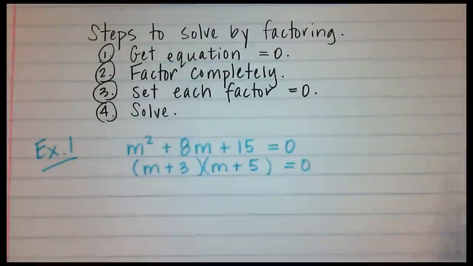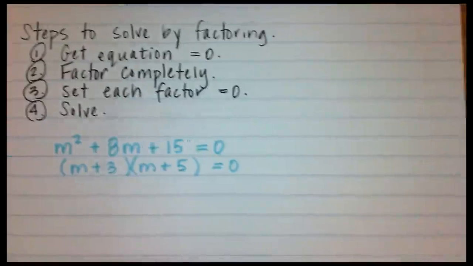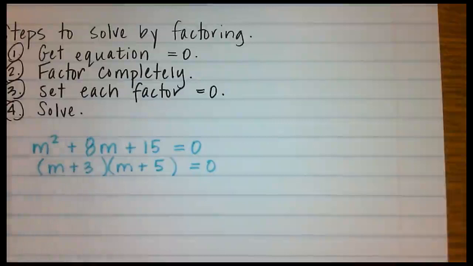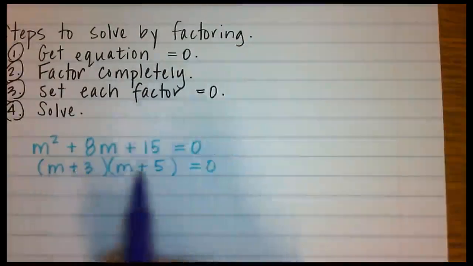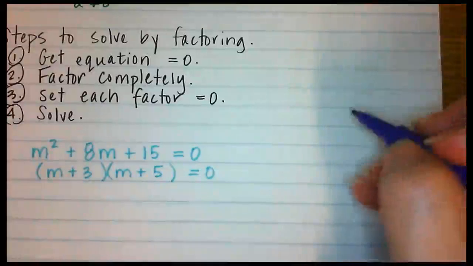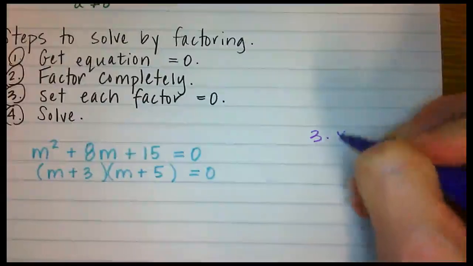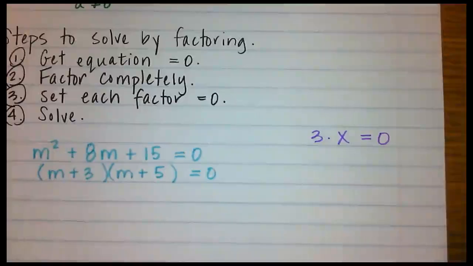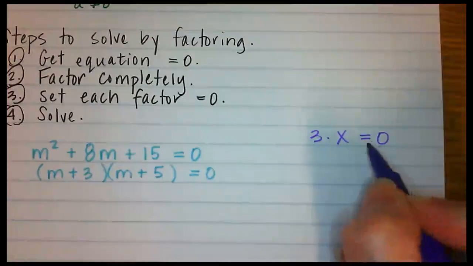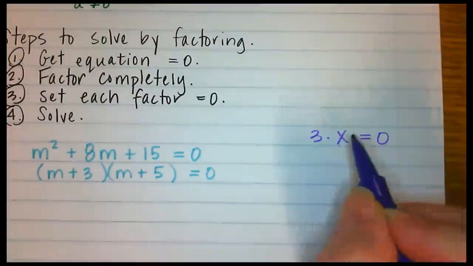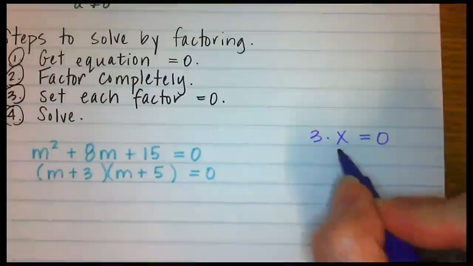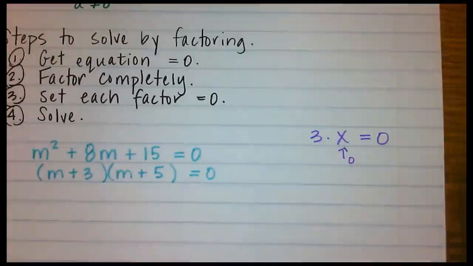So that's step number 2, factor completely. Now what we're going to do is set each factor equal to 0. I'm just going to go to the side a little to explain this. This is saying that two things multiplied together equal 0. So if we multiplied, let's say, 3 times x and we got 0, we know that in order to get 0 as an answer, we must have multiplied by 0. So in that case, x would be 0.